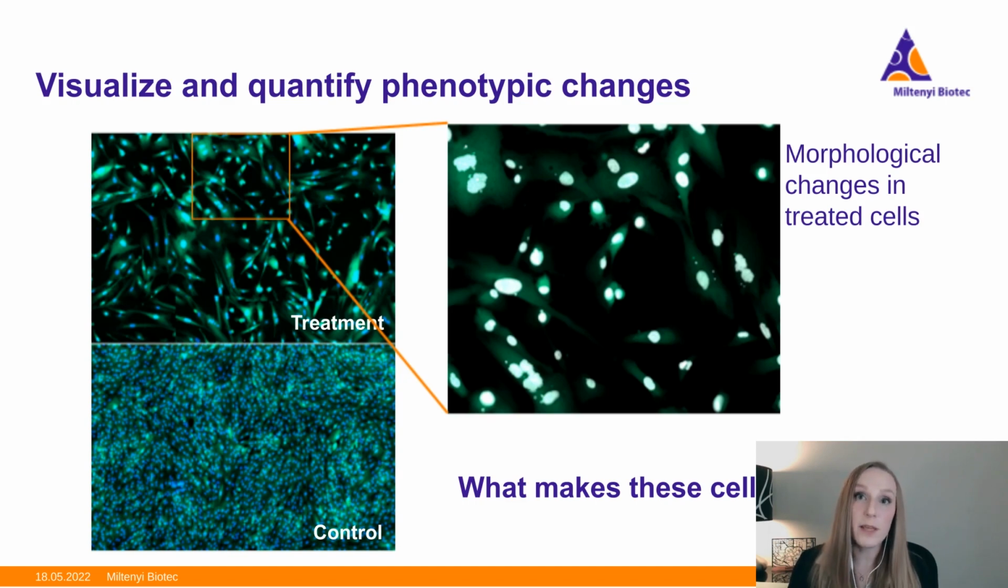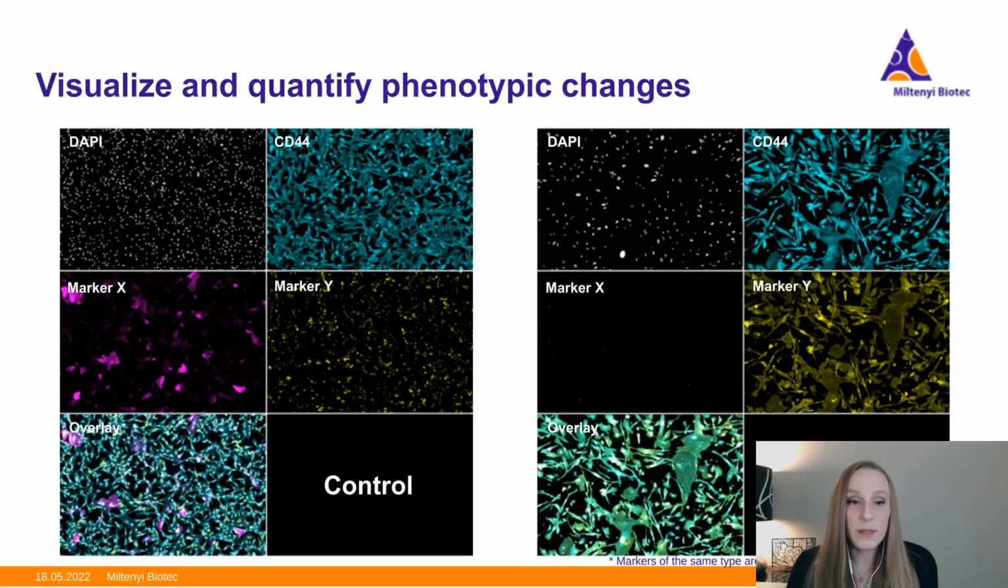But then again, coupling that to being able to do the multiplexing, we were also able to start looking into what makes these cells unique. And that's where this slide comes in. We're looking at the control on the left and the treatment on the right. We've just got a couple of markers out of this particular study, looking at DAPI, just again identifying the nuclei, CD44 as an ovarian cancer cell line marker. But then we've got these markers X and Y that obviously had a very different expression in the control and the treatment groups.